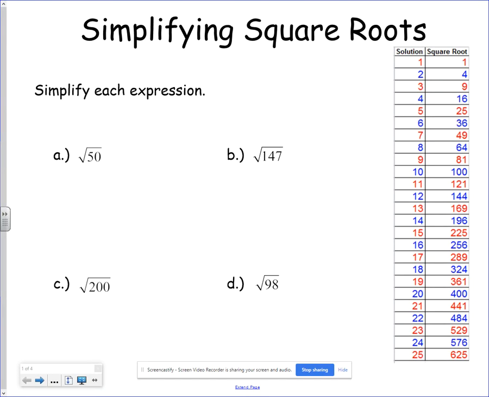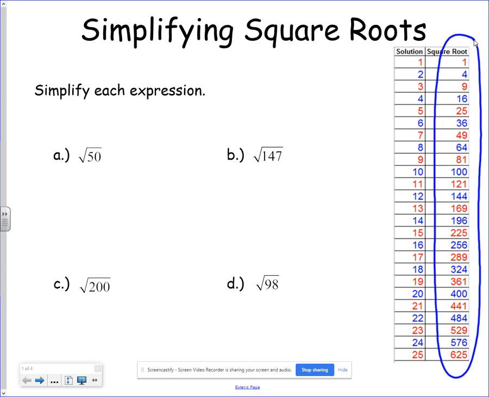So today I want to go over how to simplify square roots. You might have seen this in Algebra 1, but they might have showed you a different way, okay? What's important is that you know your perfect squares. So I got a list of perfect squares over here. These are perfect squares, okay?